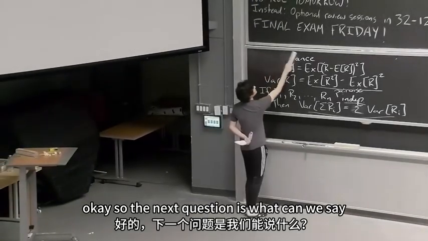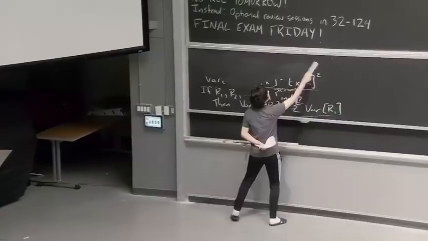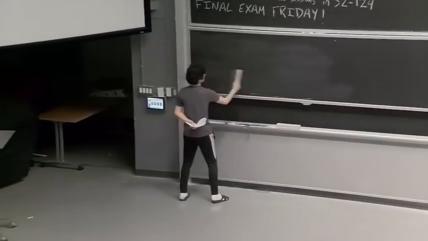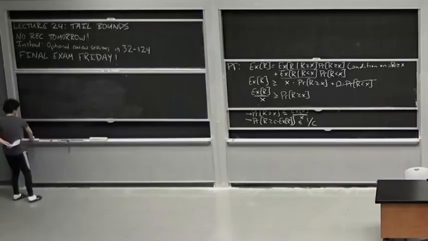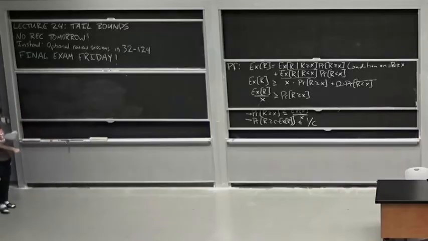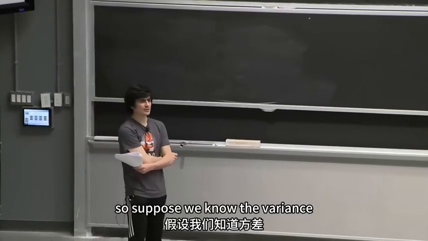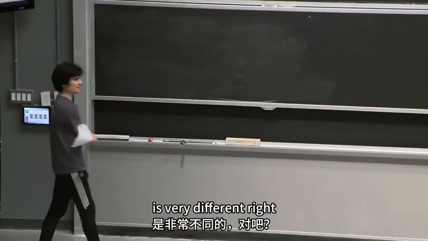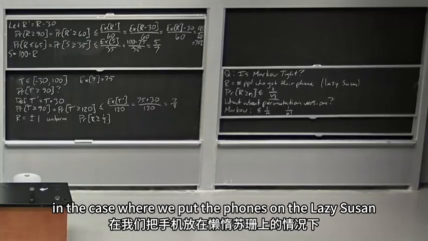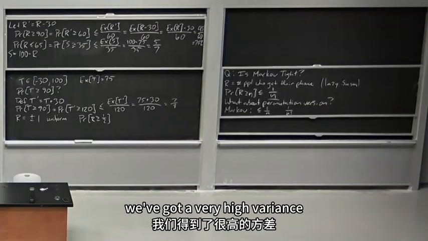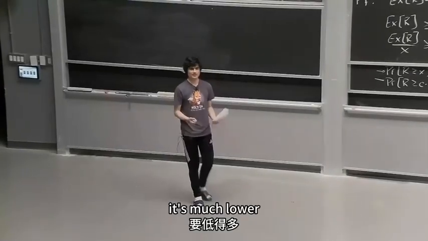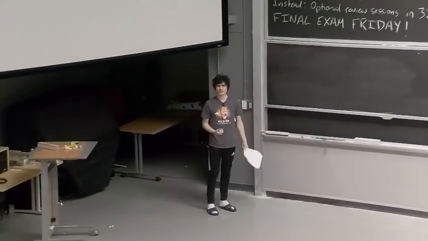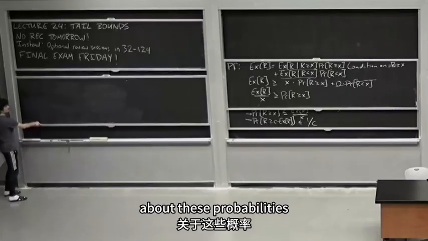Okay, so the next question is, what can we say if we do have more information about our random variable? So suppose we know the variance. The variance of those two distributions is very different, right? In the case where we put the phones on the lazy Susan, we've got a very high variance. In the case where we have a random permutation, it's much lower. So maybe the variance can tell us more about these probabilities.